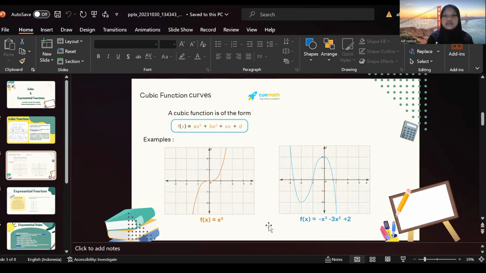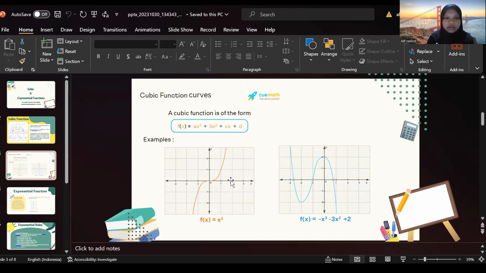Okay, this is how the cubic function curves. This is the line when the function is positive, and this is the line when the function is negative. In general, we can say that their equation will look something like this, where a can be any number other than 0, and b, c, and d can be any number including 0.